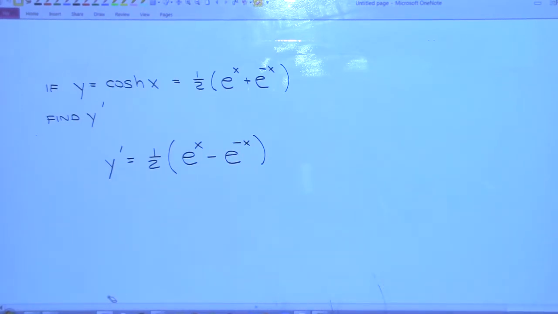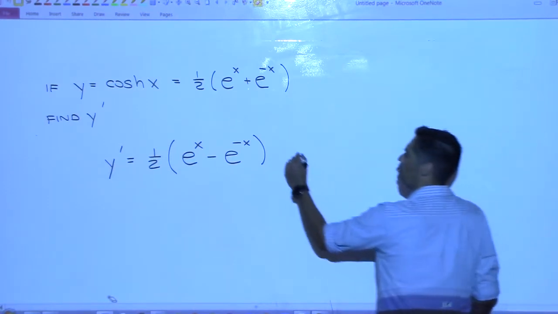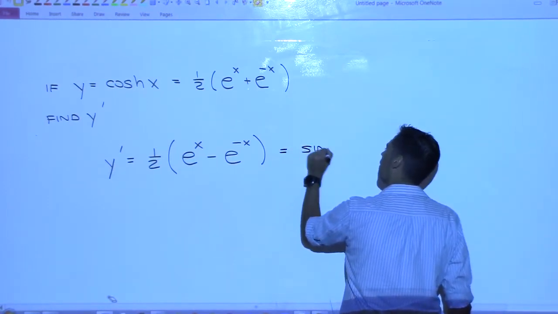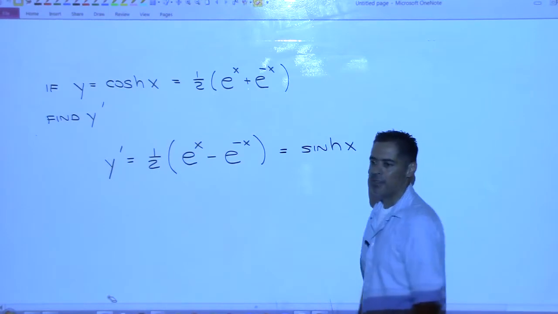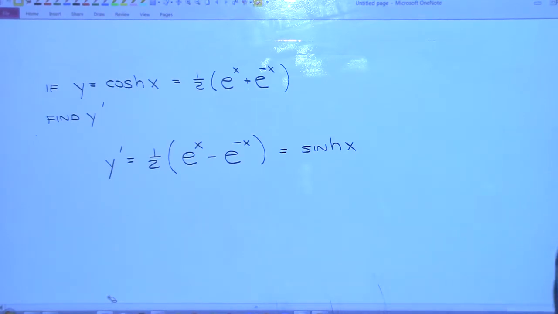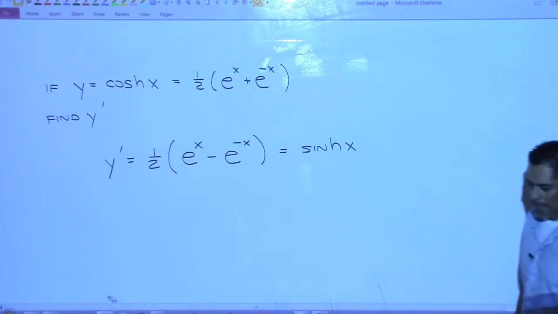And what is this? That is exactly sine hyperbolic x. What did we say we hoped it was? Negative sine hyperbolic x. It is not negative sine hyperbolic x. It is sine hyperbolic x. So this is the first time we've seen that it's a little bit different, right?